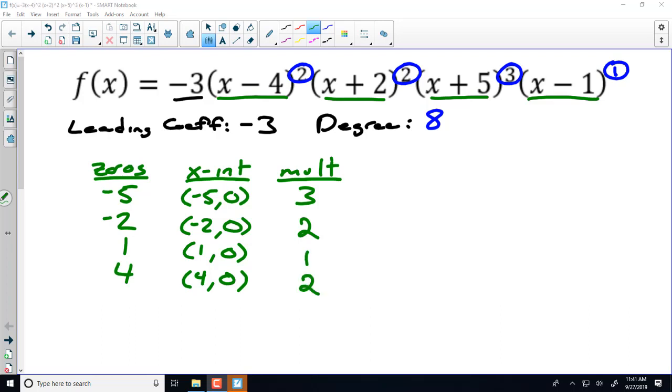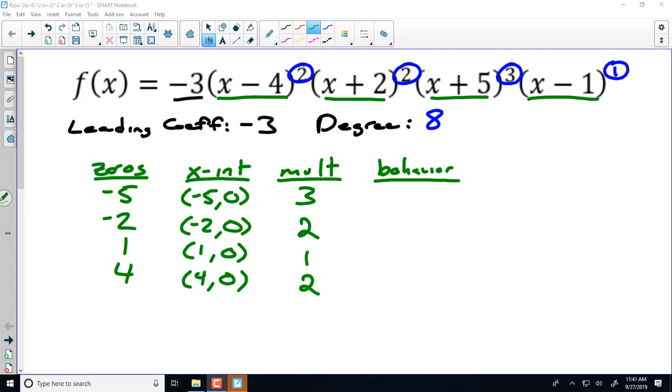A little safety check here. If we add up our multiplicities, we should get the same thing we got for our degree, which is 8. So it does work. The next thing we'll write down is what our behavior is based on these multiplicities. So how is the graph going to behave at each x-intercept?